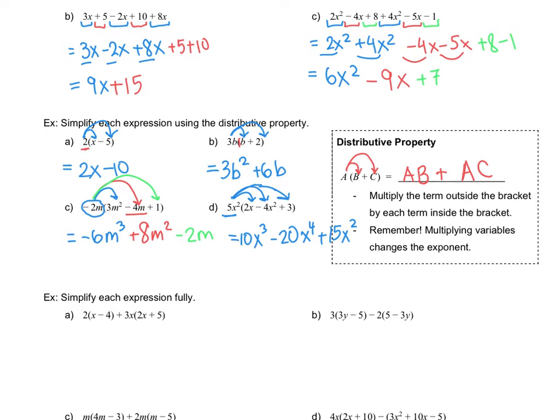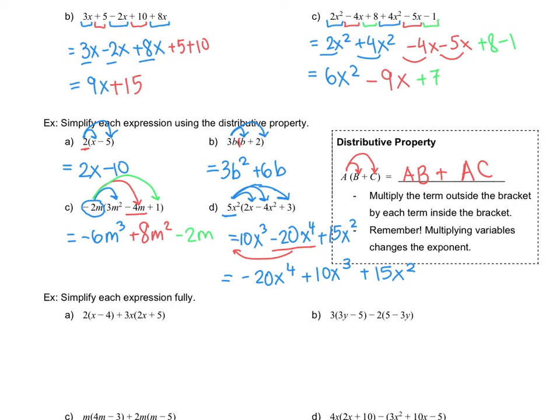So I am going to take this negative 20x to the 4 and bring it out in front just to make it proper form. So your actual final answer for good communication is negative 20x to the 4 plus 10x cubed, because the number was positive, and then plus 15x squared. And that's it for distributive property.